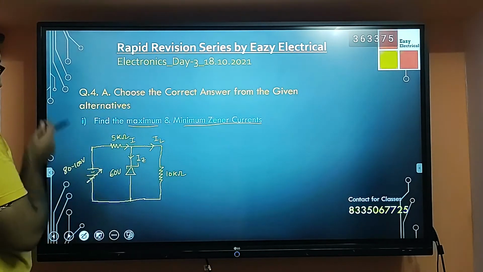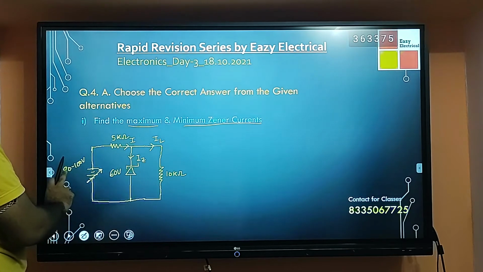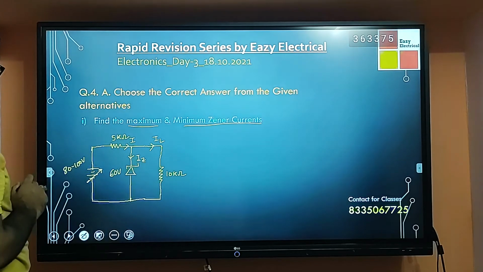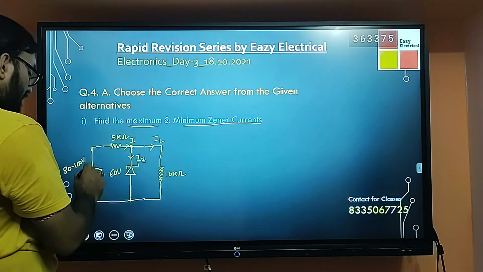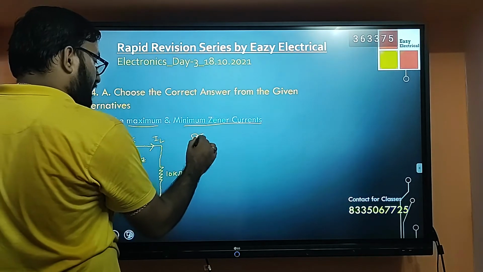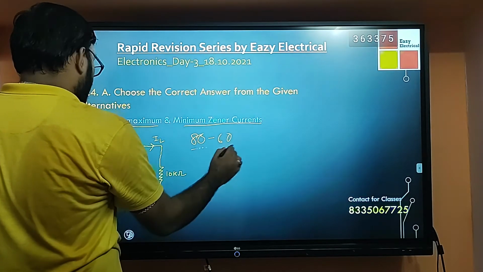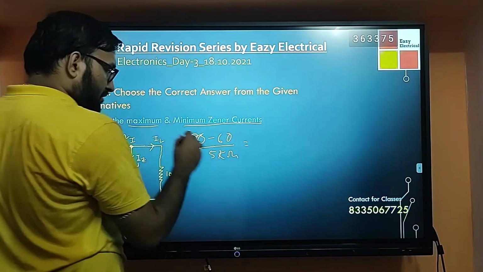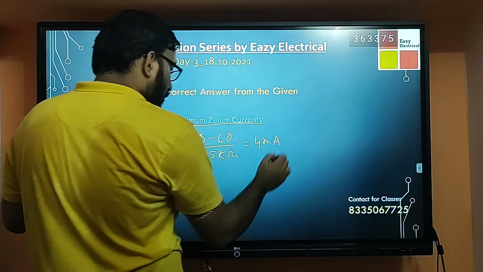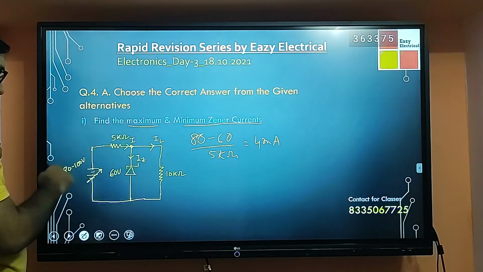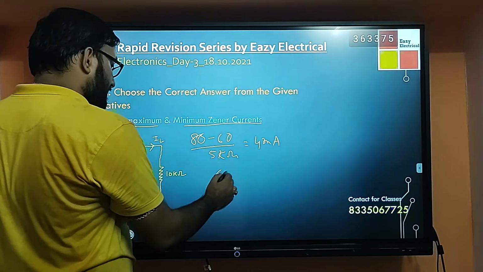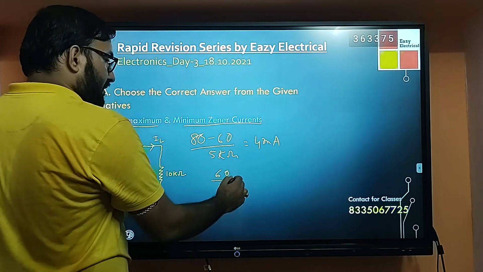For the minimum voltage range, it is 80 volt. For 80 volt if I calculate, here it is 60 volt, here it is 80 volt. So 80 minus 60 divided by 5 kilo ohms, that is 20 by 5, that is 4 milliampere. So 4 milliamperes of current will flow through this if the voltage is 80 volts, right? Out of the 4 milliampere, if you divide 60 divided by 10, right?